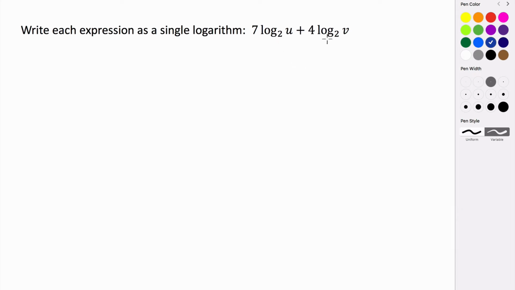If this was log base 2 of u and that was log base 2 of u, then we could add them and get 11 log base 2 of u. But they're different arguments, so we can't do that. So we have to use some of our log properties to try and simplify this.